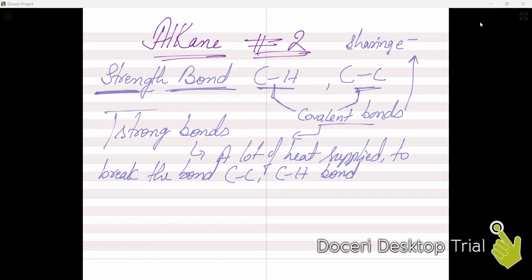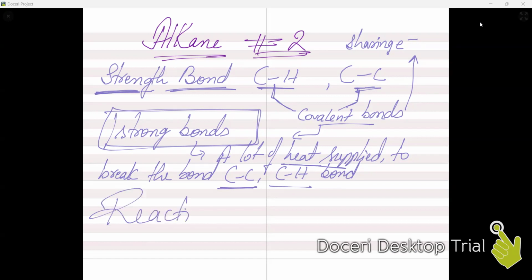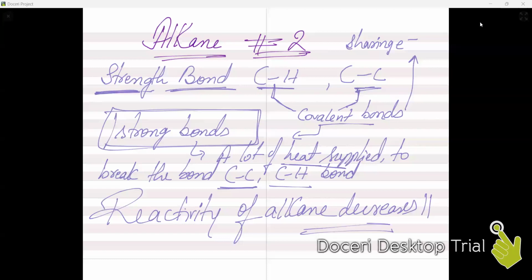And they are very, very strong covalent bonds, so that a lot of heat has to be supplied to break the bond between carbon and hydrogen. Since a lot of energy is required to break the bond, the reactivity of alkanes decreases. Okay, so what did we say? We said that the reactivity of the alkanes decreases, and why? Because it needs a lot of energy.